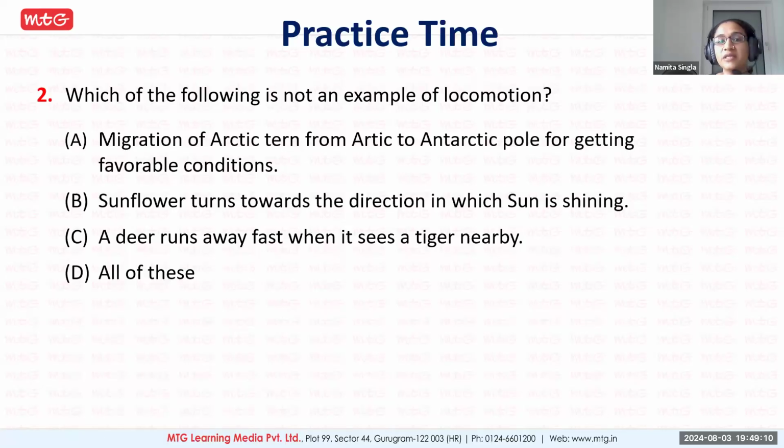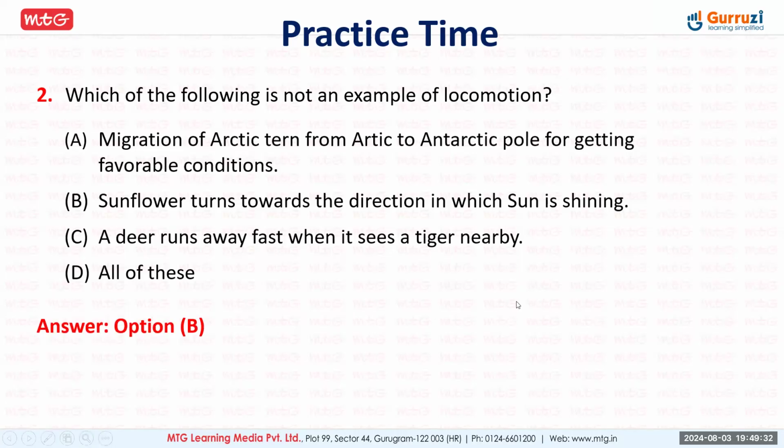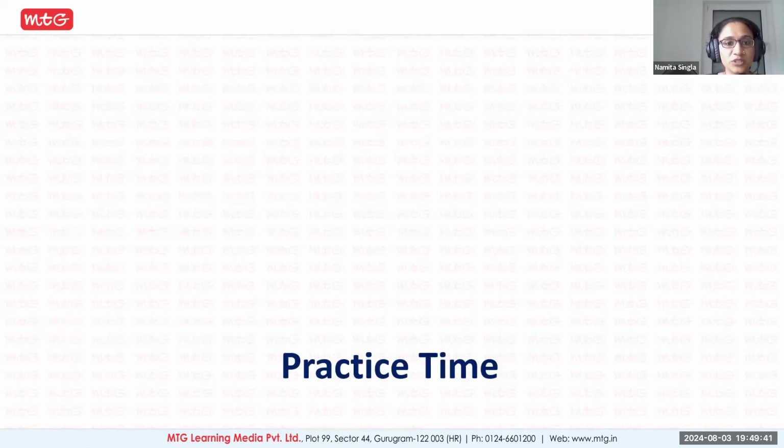Second question, which of the following is not an example of locomotion? As I already told you, locomotion means moving from one place to another place. So quickly give me the answer to this question. You can raise your hand or write your answer in the chat box. Prajit will answer this question. Prajit. Ma'am, the answer is B, second option. Why? Because it is moving the flower towards the sun. It is not going from one place to another, so it is not an example of locomotion.